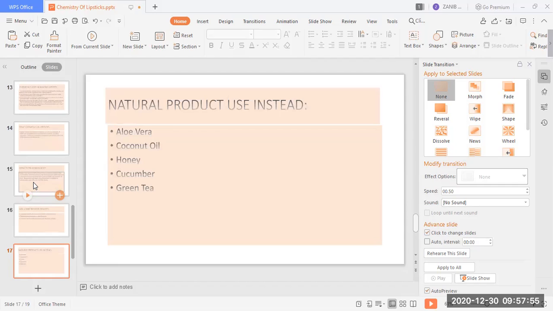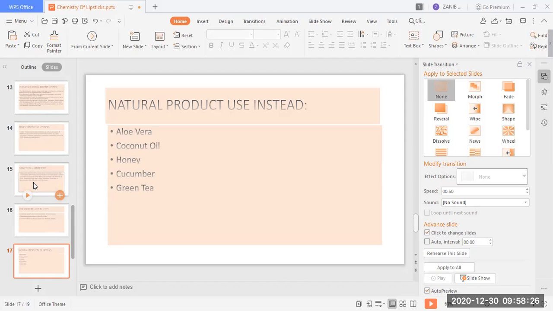The last one is the natural products that we can use instead of lipstick. The first natural product is aloe vera. This gel forms inside the leaves of the aloe vera plant. It contains vitamins, minerals, and antioxidants that soothe and rehydrate damaged skin. Then coconut oil, made from the flesh of coconuts. This oil combats inflammation and is an emollient, which means that it can soothe and soften the skin.